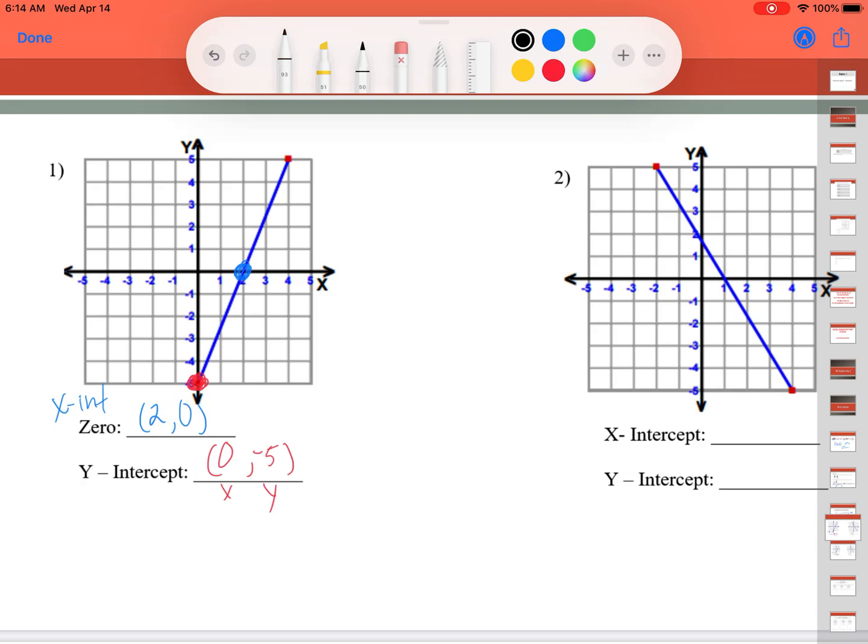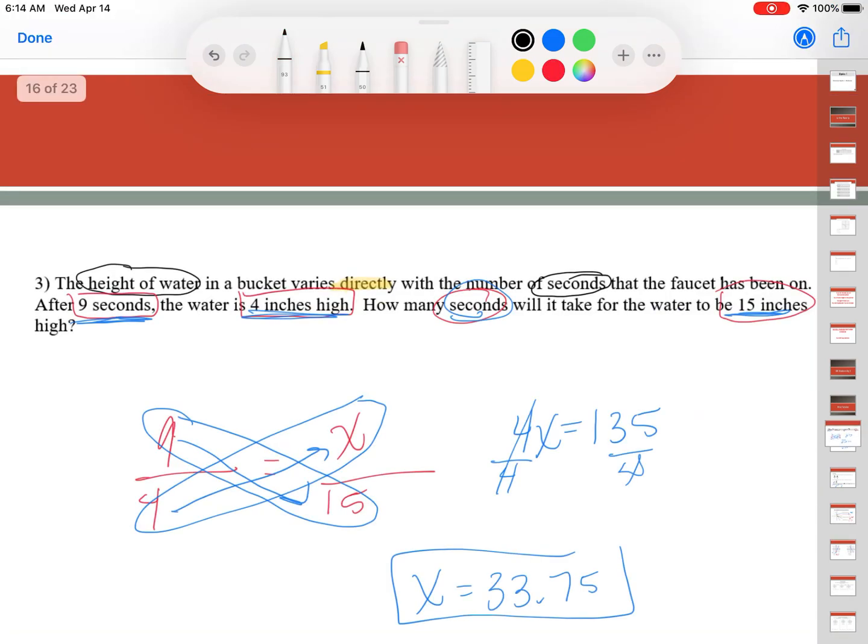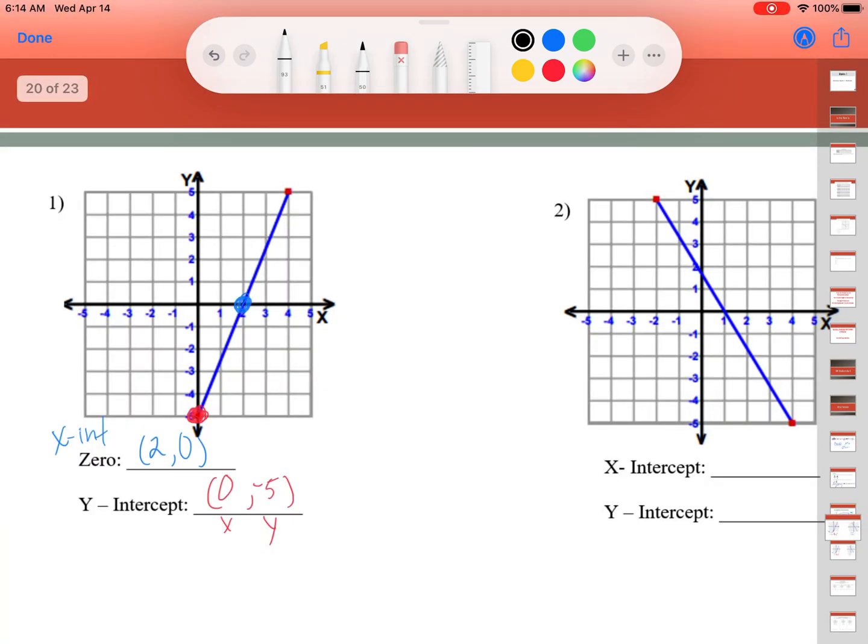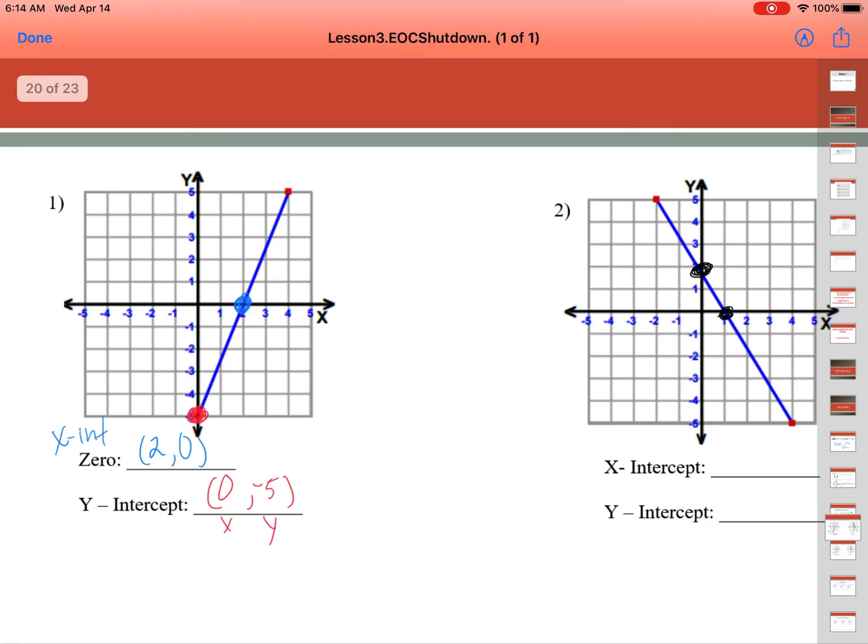Okay, try number 2. Here we go. X-intercept, y-intercept. They'll always give you extra points that don't matter, like that little red dot, that little red dot. Those don't matter. When it asks for an x-intercept, just go straight to the x-axis and find your x-intercept. If it asks for the y-intercept, go straight to the y-axis. Easy.